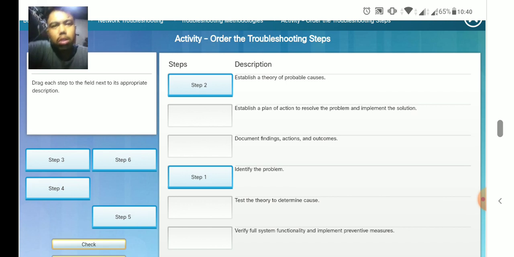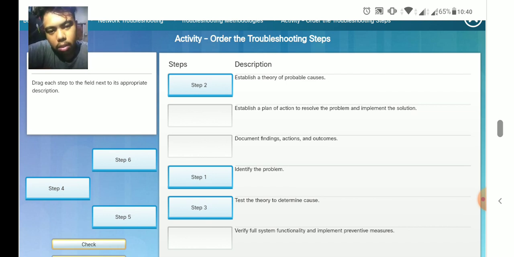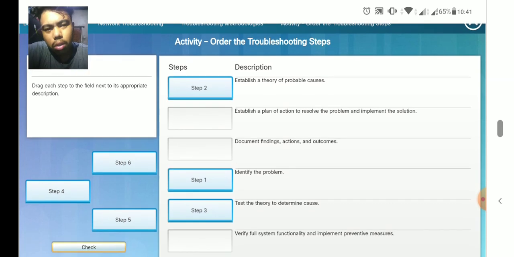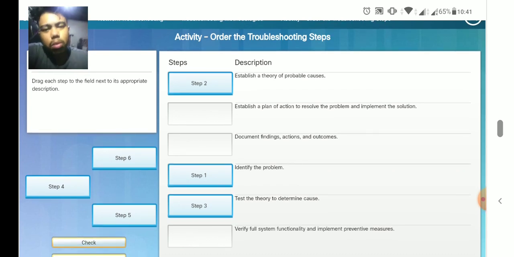And third, your solution should test the theory to determine the cause. It could be tested in order to know if it is reliable, and if it is usable or accessible. And the fourth one is to establish a plan of action to resolve the problem and implement the solution.